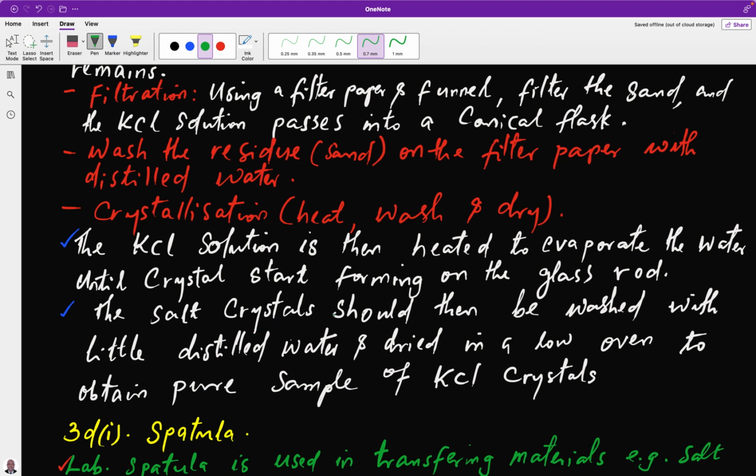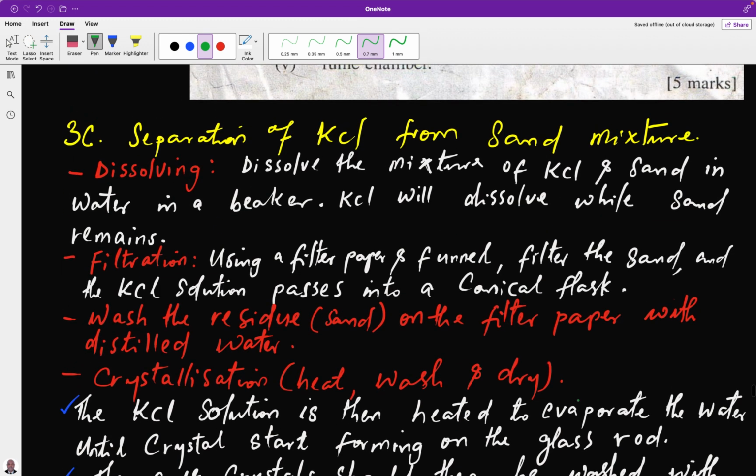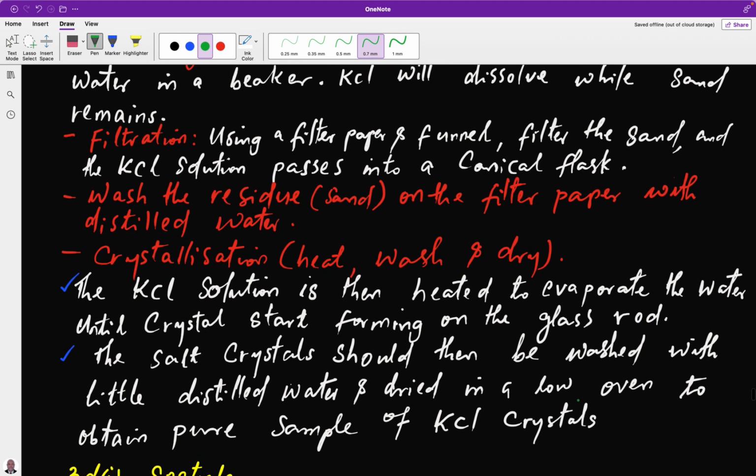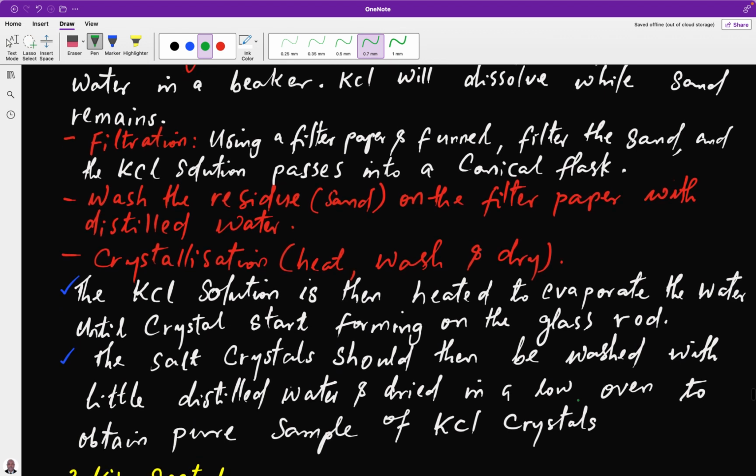The salt crystal should be washed with little distilled water and dried in a low oven to obtain a pure sample of potassium chloride crystals. So precisely, if you can't do this, just know that dissolving, filtration, washing the residue on the filter paper with distilled water, and crystallization. There are 4 major points. When you do this, you will obtain pure crystals, pure sample of potassium chloride crystals.